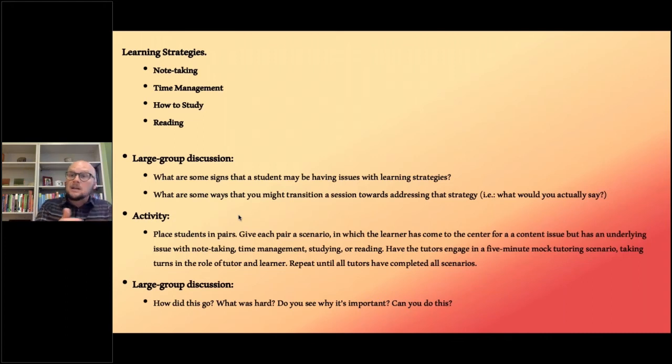That's the meat of the session, actually trying these skills, practicing them, building up comfort, overcoming discomfort, building fluency, and then coming back to a large group discussion. How'd that go? What was hard? Let's reflect on this and let's figure out how it was important and can you do this?